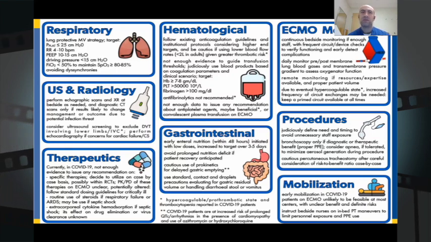From a hematologic perspective, they suggest a hemoglobin of 7 to 8 grams per deciliter, platelets greater than 50,000, and fibrinogen greater than 100. The use of anticoagulation should be guided by institutional protocols. And here at Johns Hopkins, we use a low goal heparin drip for our anticoagulation.